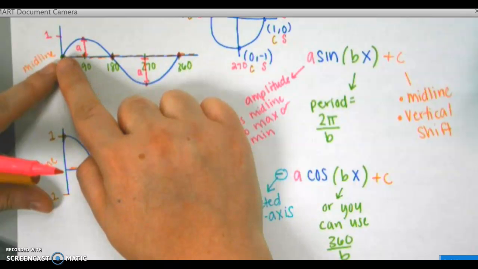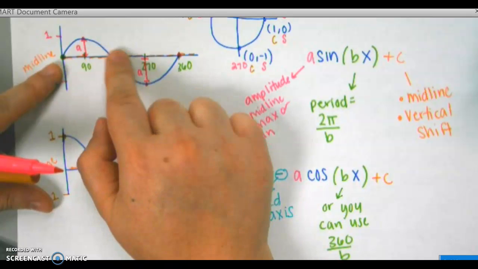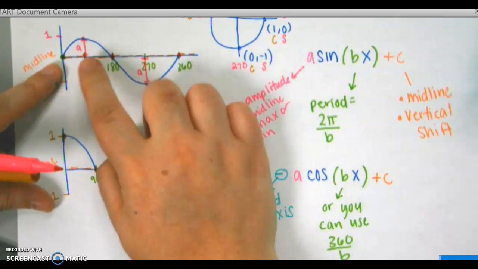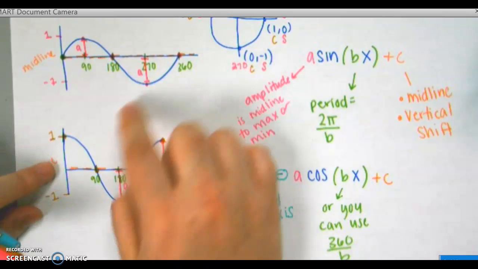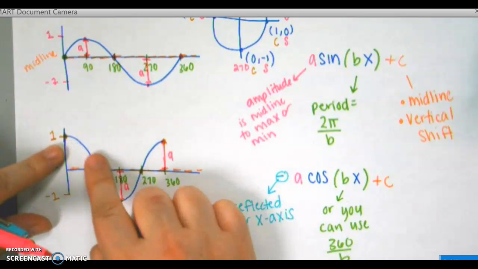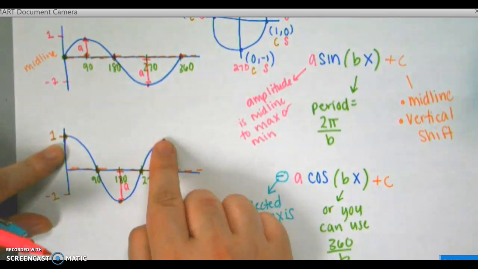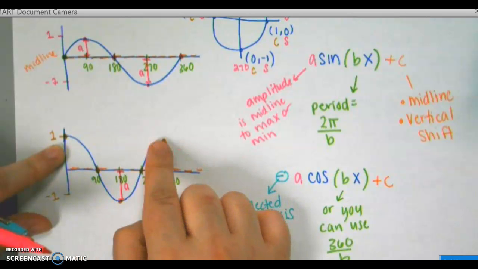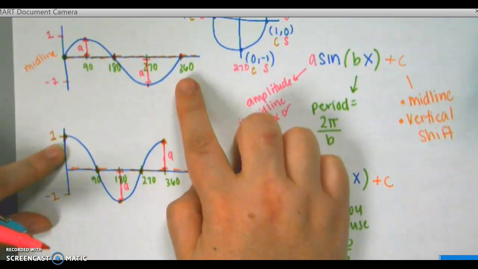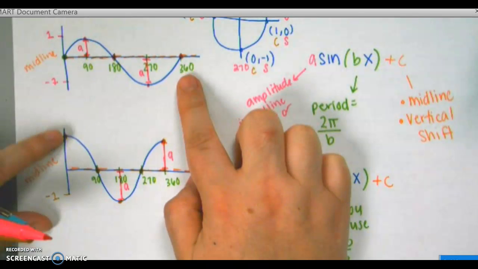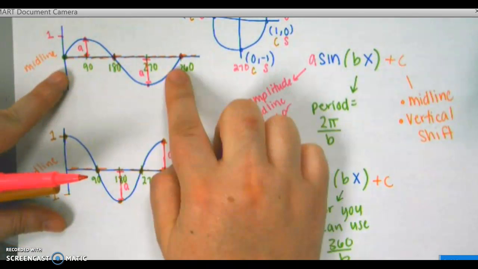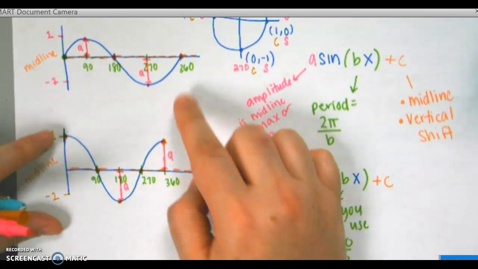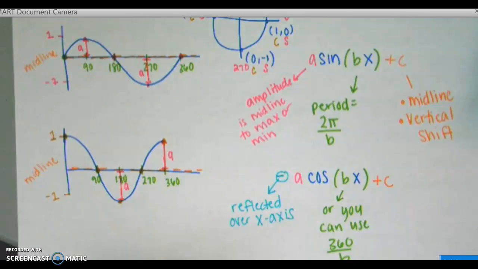Sine starts at the middle, it goes up, down, back to the middle. That's 1 full cycle. With cosine, it goes up, down, up. That's 1 full cycle of cosine. So the period is however many degrees it takes for that wave to show up. On the parent function, it's 360, which is also equal to 2 pi.